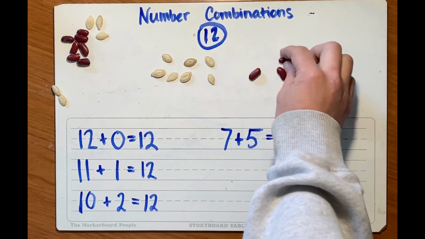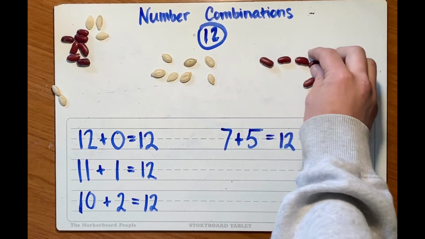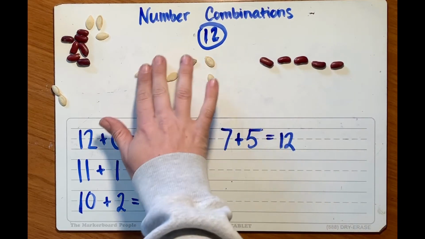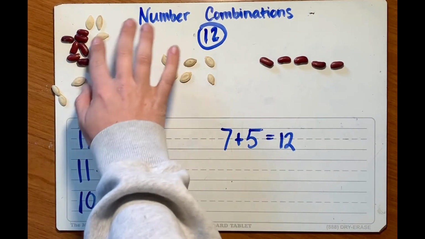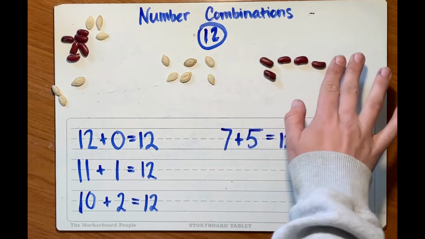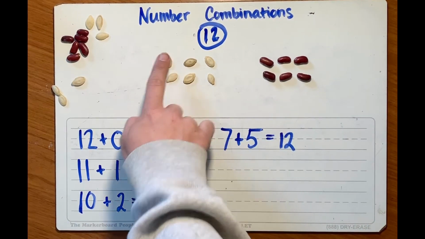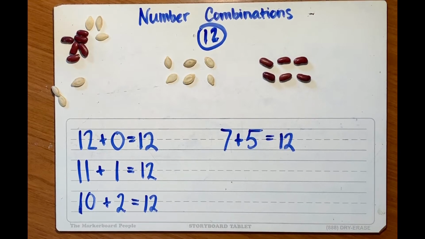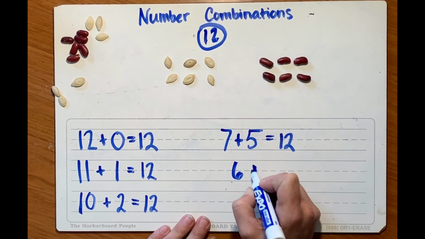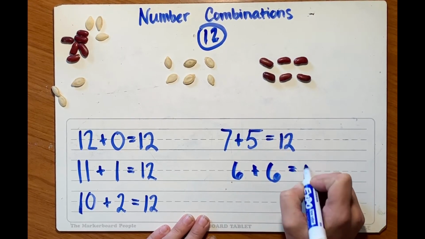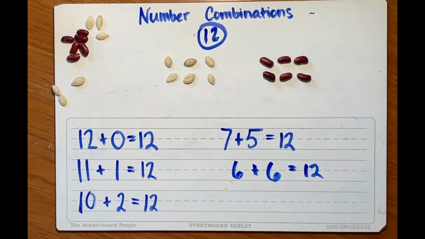One final one that we could use, it's much easier to see if we set it up in this manner with our doubles, is 6 plus 6 equals 12. Those aren't all of the ways that we can make 12, but those are a significant portion of them.